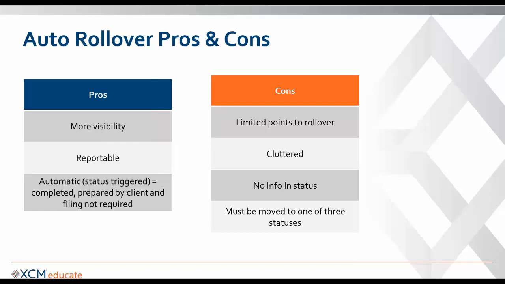And then the other thing is it starts in the status of no info in, like all tasks do. Once you move that task out into the workflow, there is no way to move it back to that no info in status. And as I mentioned before, the task must be moved to one of the three statuses, either completed, prepared by client, or filing not required, in order to trigger it to roll forward.